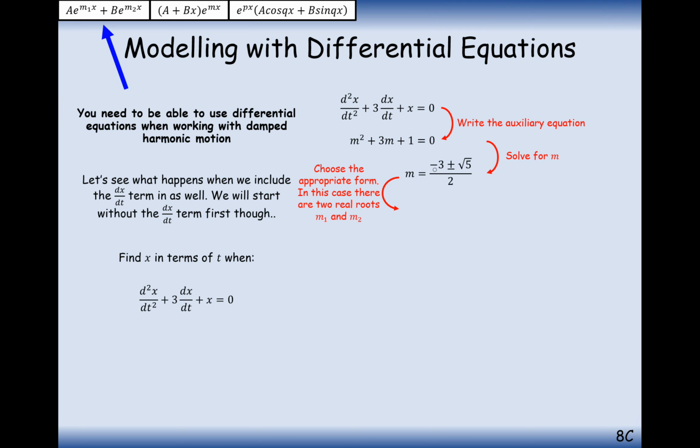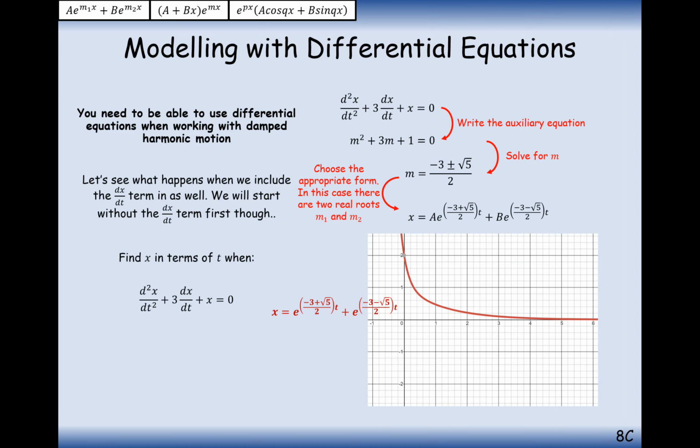So that's two different real roots, minus 3 plus or minus root 5 over 2. Let's put that into the exponential form of our second order differential equation answer, and it's going to get very close to the x-axis very quickly, much more so than the previous one. The previous one just gently moved down towards the x-axis. This one here moved down towards the x-axis very quickly indeed.